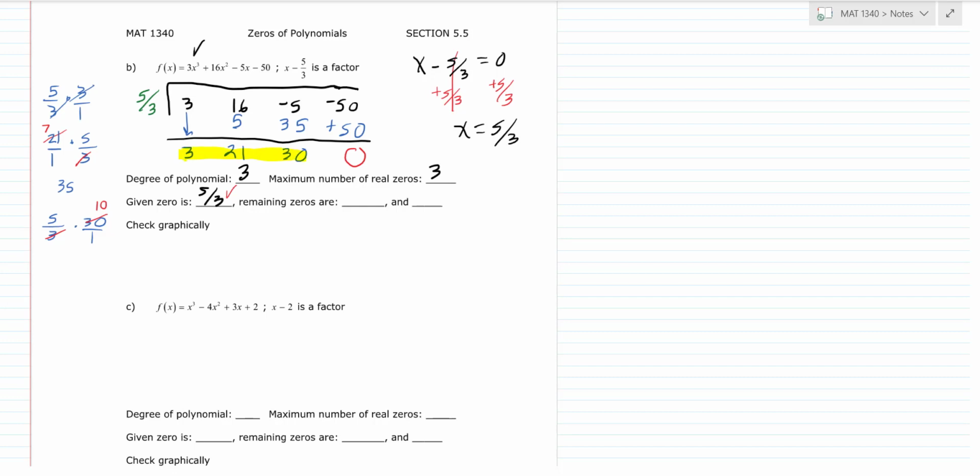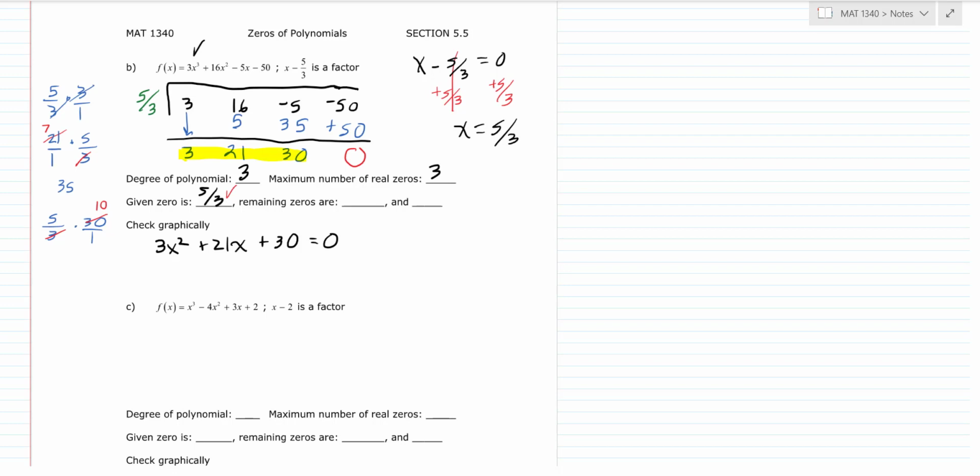All right, so now what we're going to do is you need to understand that these numbers right here give you a quadratic equation. The power goes down. We divided 3x to the third by an x term, so it went down to the second. So that 3 is going to be 3x to the second. The 21 is going to be plus 21x. And then the 30 is going to be plus 30 equals 0 like that. So we have a quadratic equation.